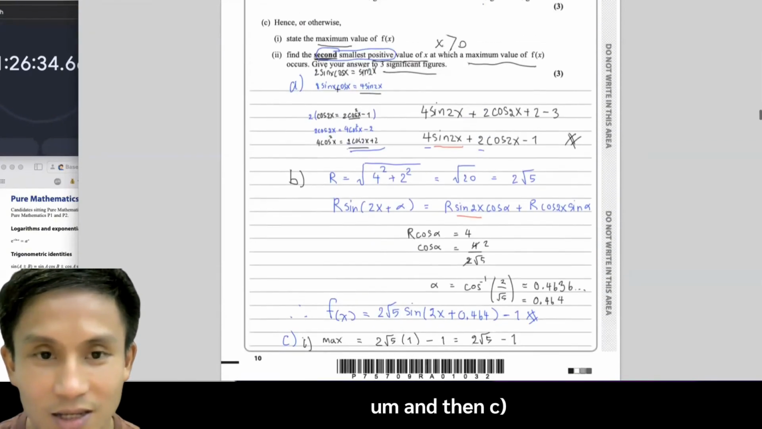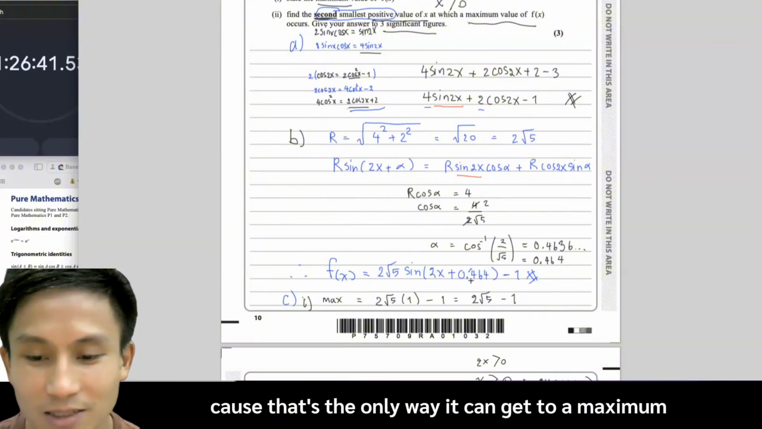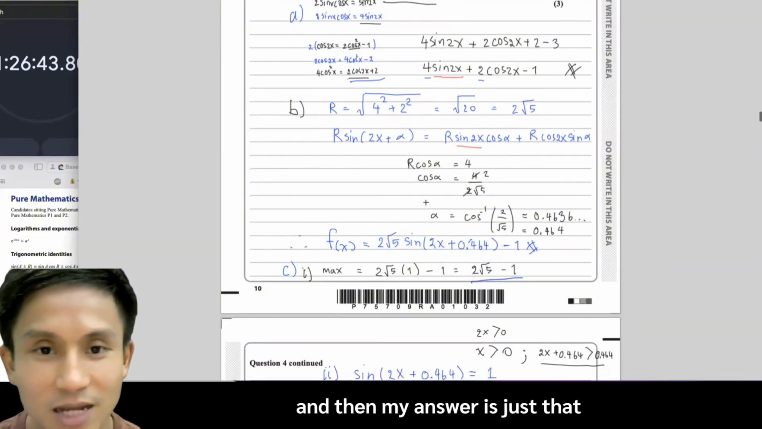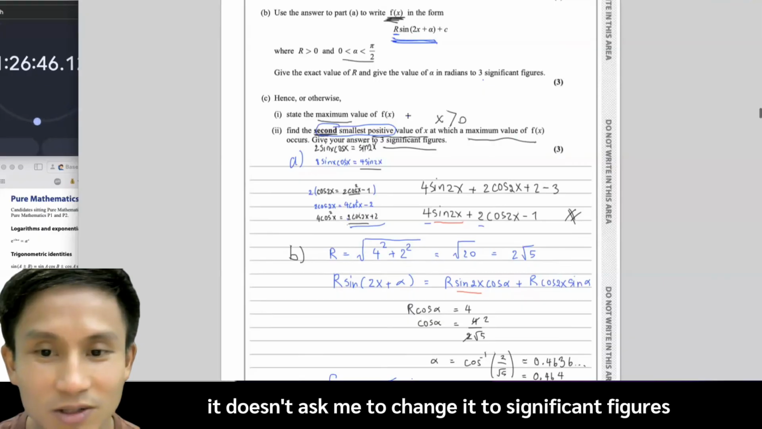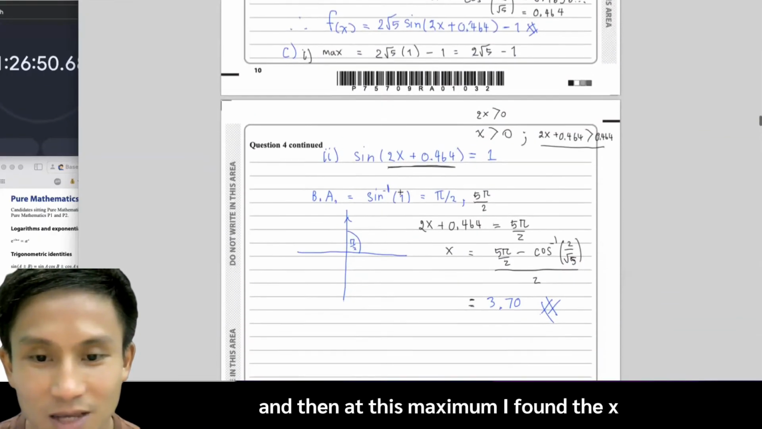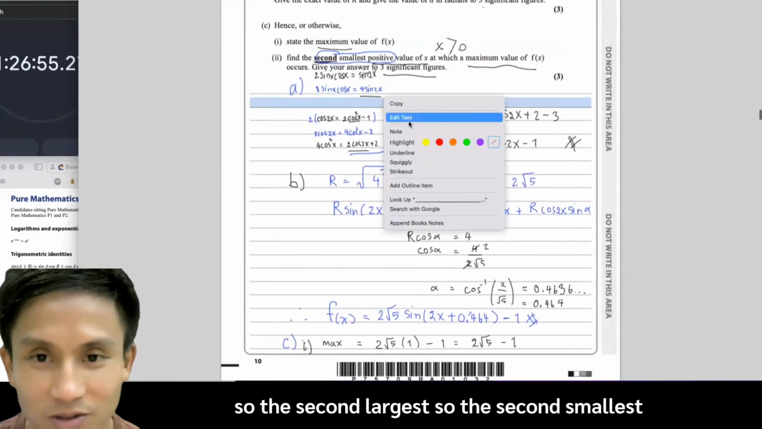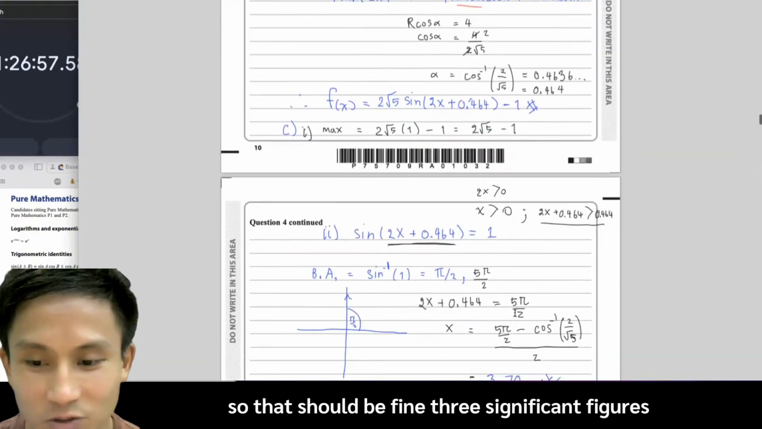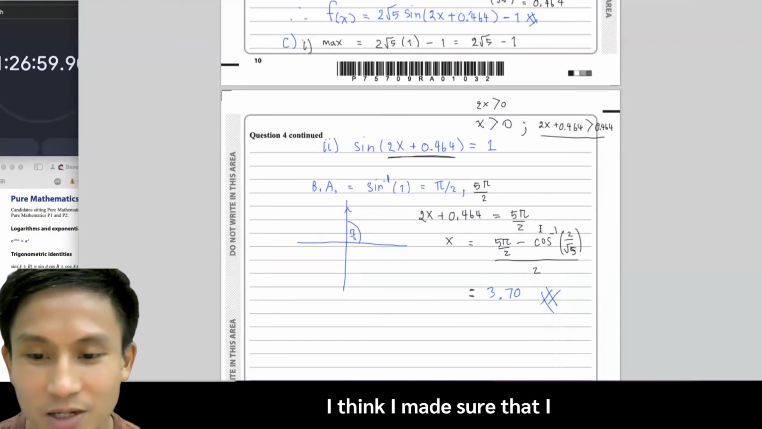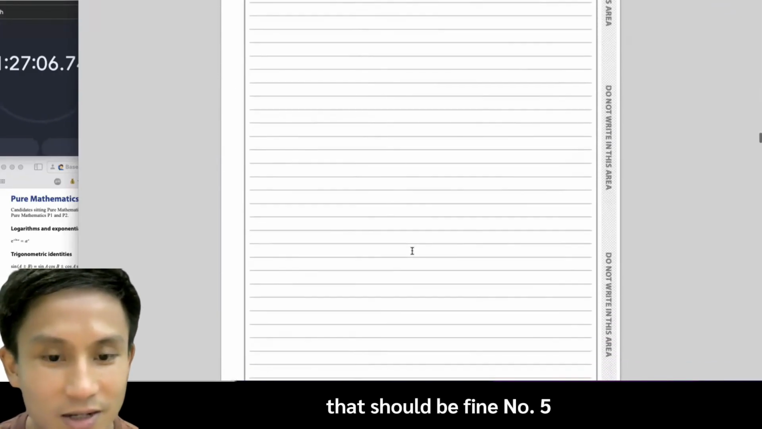And then C, it asks you to find the maximum. So I just take this as a 1, because that's the only way it can get to a maximum. And then my answer is just that. It doesn't ask me to change it to significant figures, so I just do that. And then at this maximum, I found the x. So the second largest, so the second smallest, sorry, positive. So that should be fine, 3 significant figures. I make sure that I didn't put non-accurate value in. And then I rearrange, that should be fine.